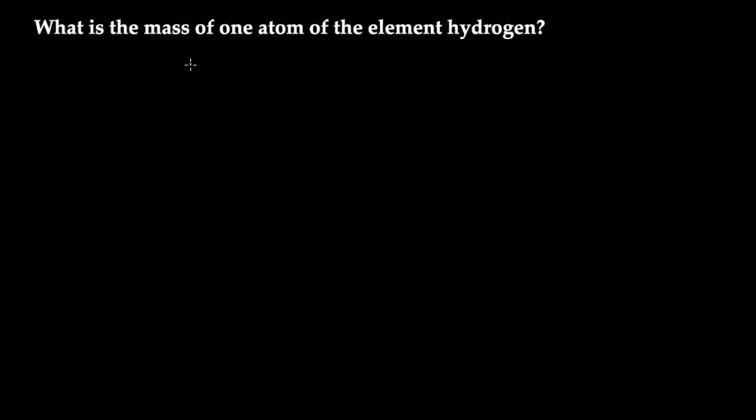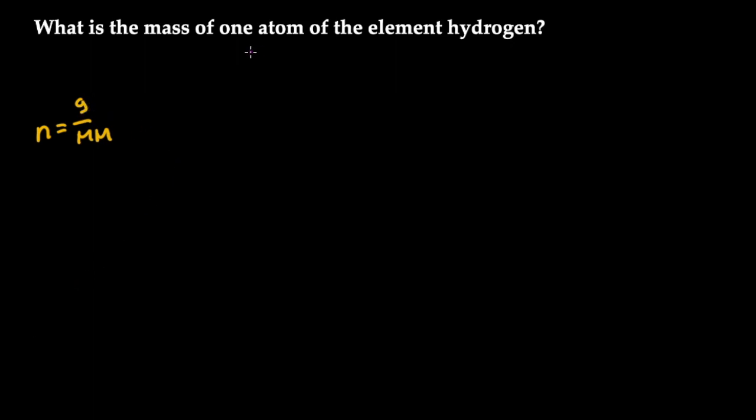So in this question, we want to know what is the mass of one atom of the element hydrogen. And if you want to know the mass of an element or a molecule, you want to think of this equation. And that is that the moles is going to be equal to the amount in grams divided by the molar mass. And so if we know the number of moles that's within one atom, we can use this equation right here and we can solve for the amount in grams.